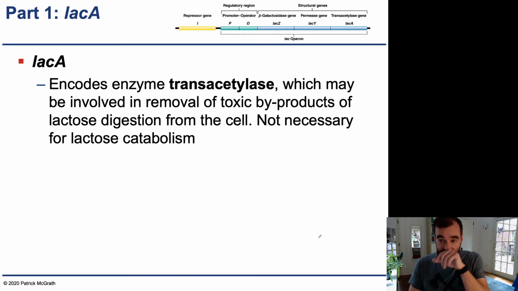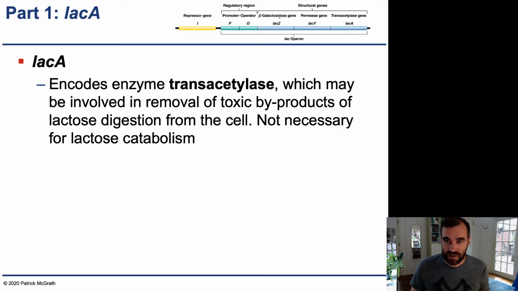And then the final gene is lacA. This encodes an enzyme that's a transacetylase, and it's not really well understood. It's thought to be involved in the removal of toxic byproducts of lactose digestion. In the process of metabolism, you have the normal reaction, but you also sometimes have reactions that create other chemical species, and these can be toxic. So it seems like lacA is used just to get rid of those.